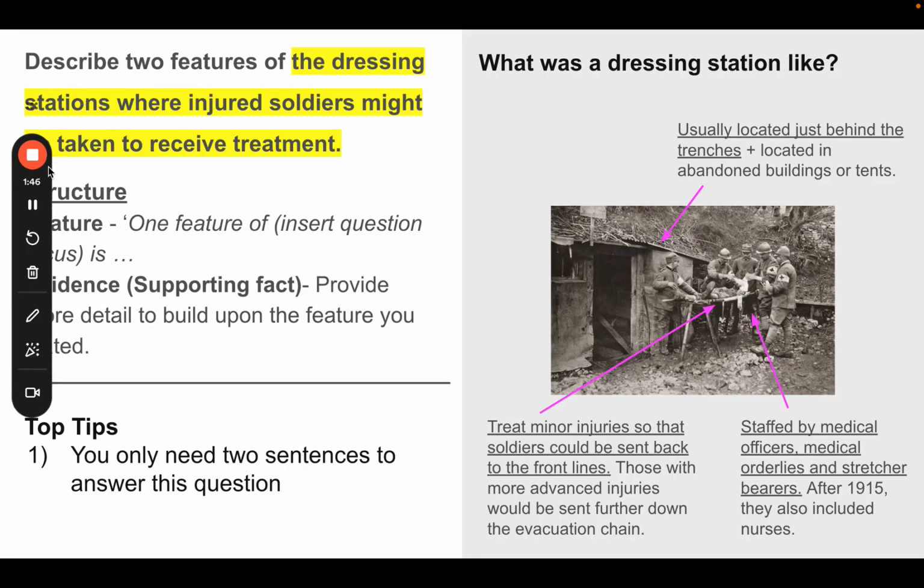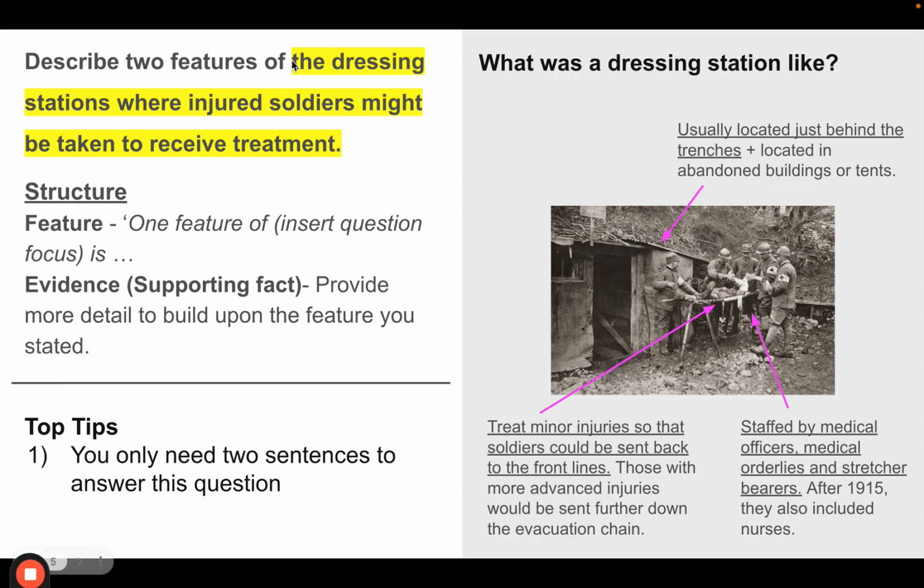The first question, as we can see here, is: describe 2 features of the dressing stations where injured soldiers might be taken to receive treatment. Now, when you are looking at any of these questions, the structure remains the same. You give a feature, which you can start with this sentence starter: 1 feature of, insert question focus, is. So: 1 feature of the dressing stations where injured soldiers might be taken to receive treatment is.